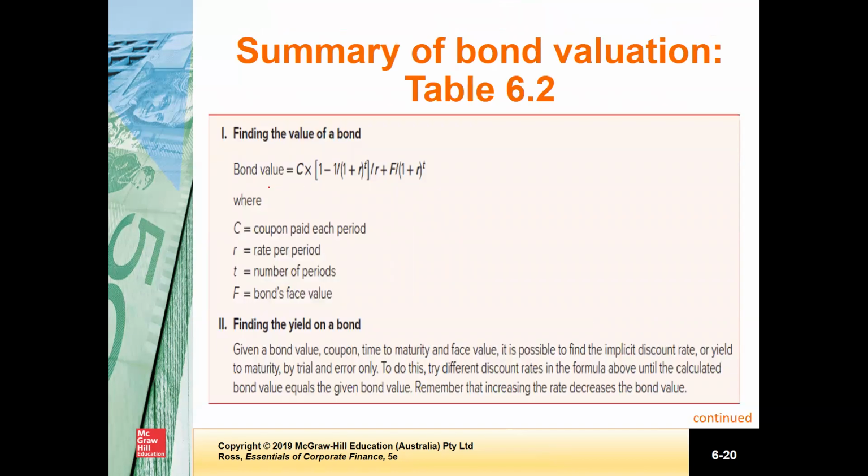So this is a summary of the bond valuation. You can see that, as we learned, this part is the present value of the coupon, and this is the present value of the principal value. And finding the yield on a bond is essentially a trial and error method, as we discussed.